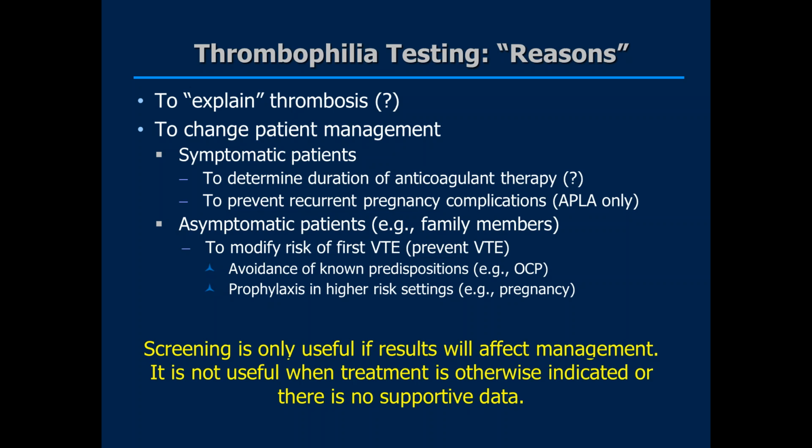Some have suggested you could perform thrombophilia testing to institute prophylaxis to prevent recurrent pregnancy complications. A number of studies have really shown that hereditary thrombophilias probably don't play a role here, so you would only be testing for antiphospholipid antibodies. So if we stick to asymptomatic patients, i.e. family members, you could institute thrombophilia testing to modify the risk of a first venous thromboembolic event, that is to prevent venous thromboembolism. And what in the settings and the instance that we just discussed was to avoid known predispositions. So to avoid oral contraceptive therapy when thrombophilia testing is positive.